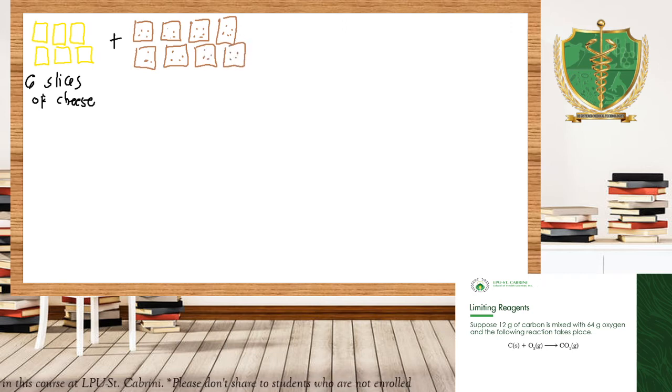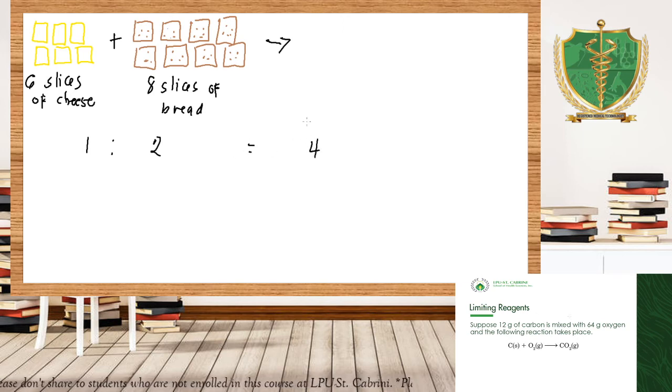So I have 8 slices of bread. When I add this, how many sandwiches can I form? I can form 4 sandwiches. So ibig sabihin, what will be the ratio? 1:2. Okay. In order to make 4 sandwiches.